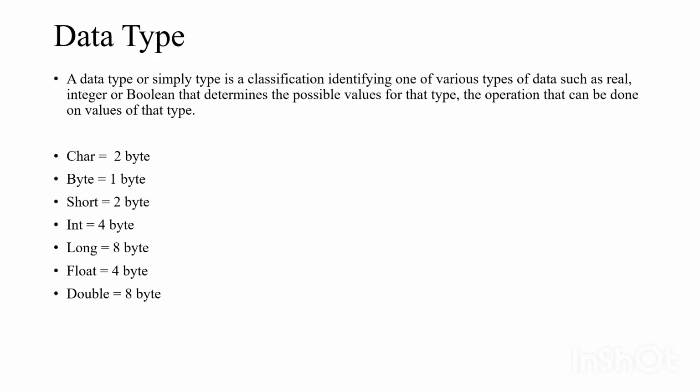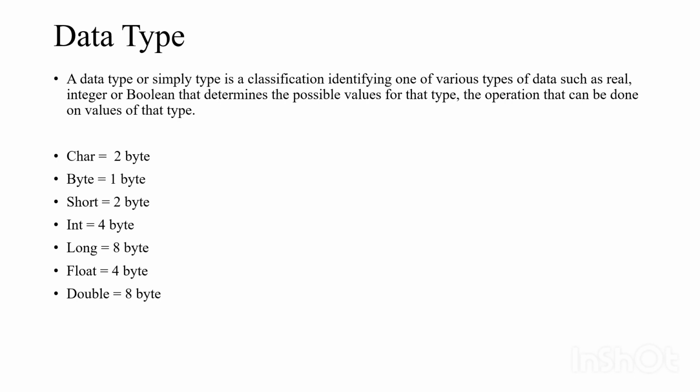So here we will discuss data types in Java. A data type, or simply a type, is a classification identifying one of the various types of data, such as real, integer, boolean, that determines the possible values for that type and the operations that can be done on the values of that type.